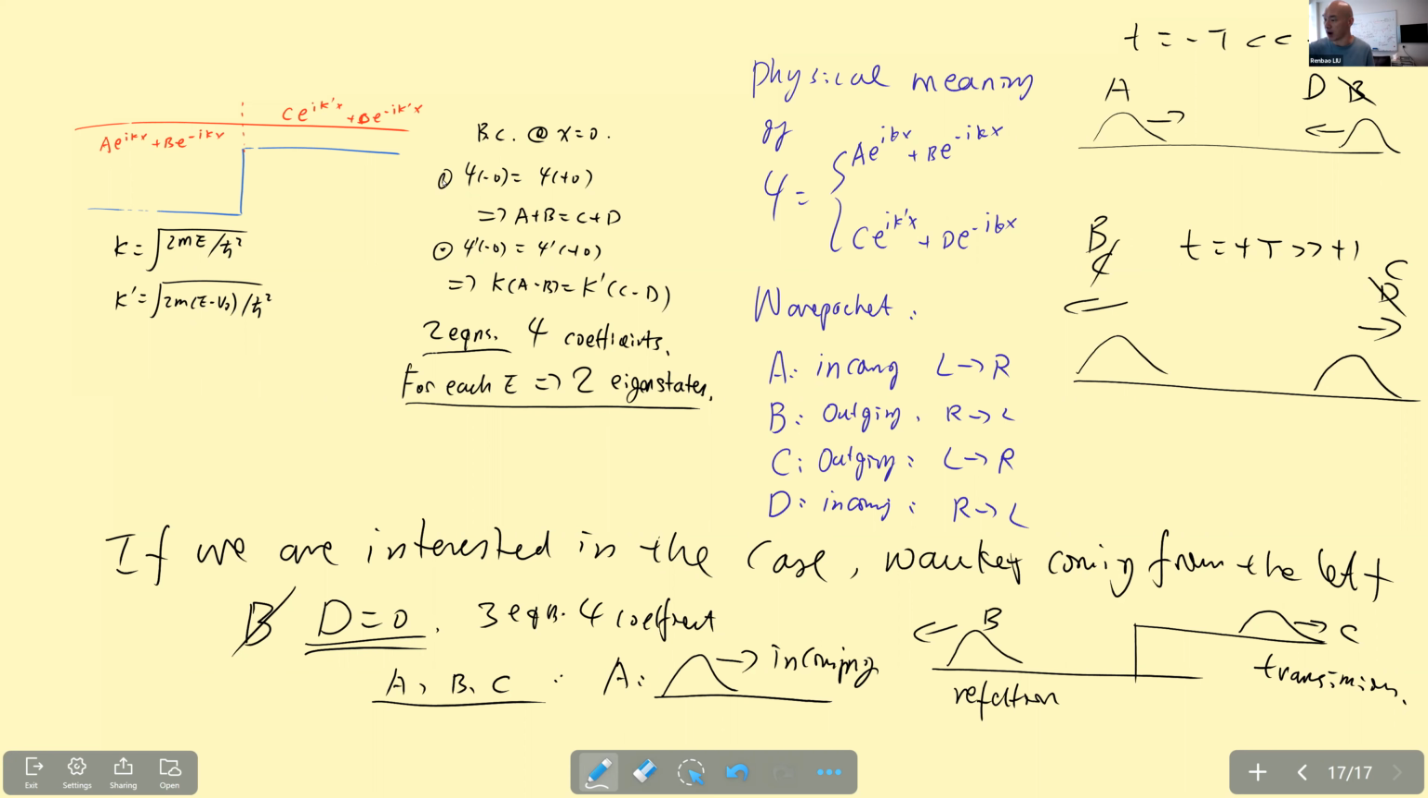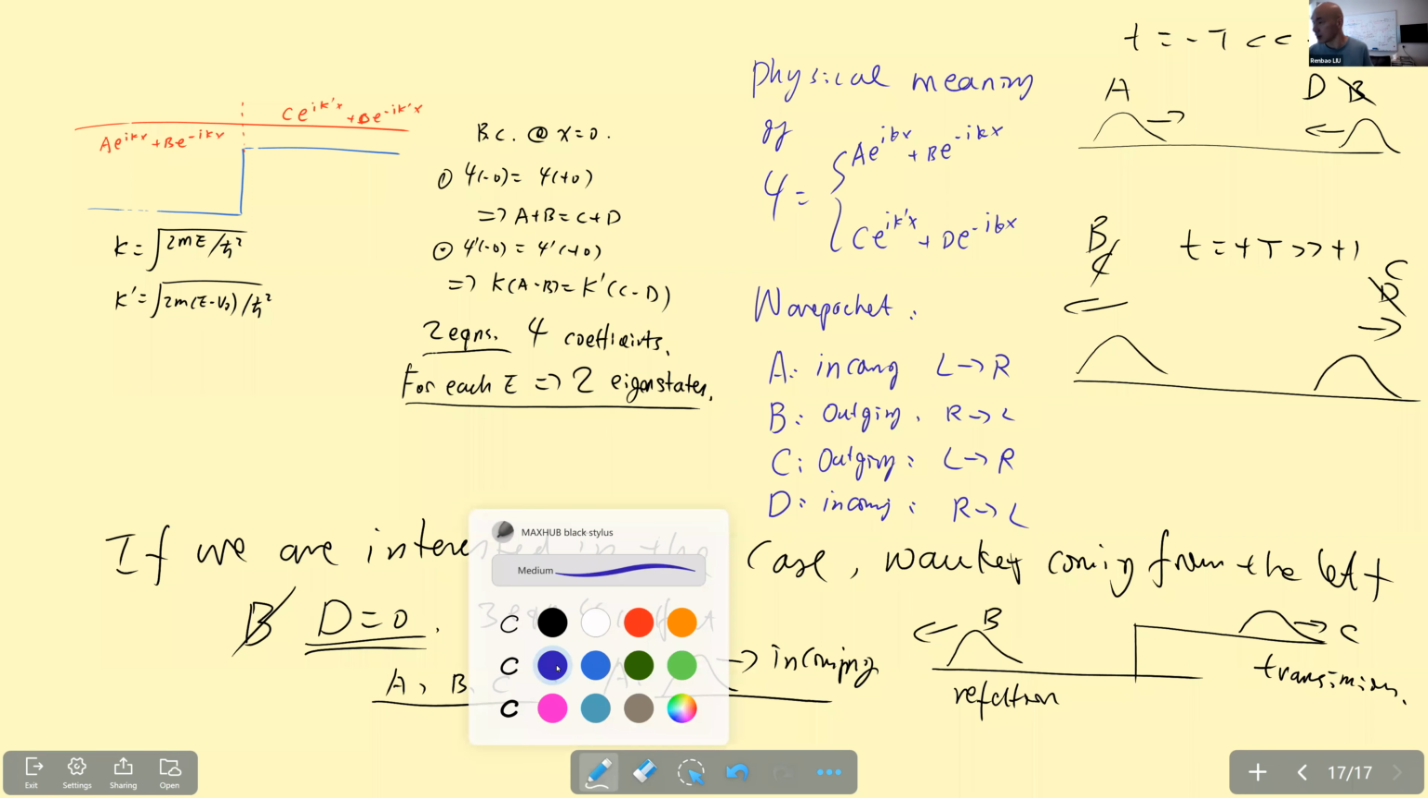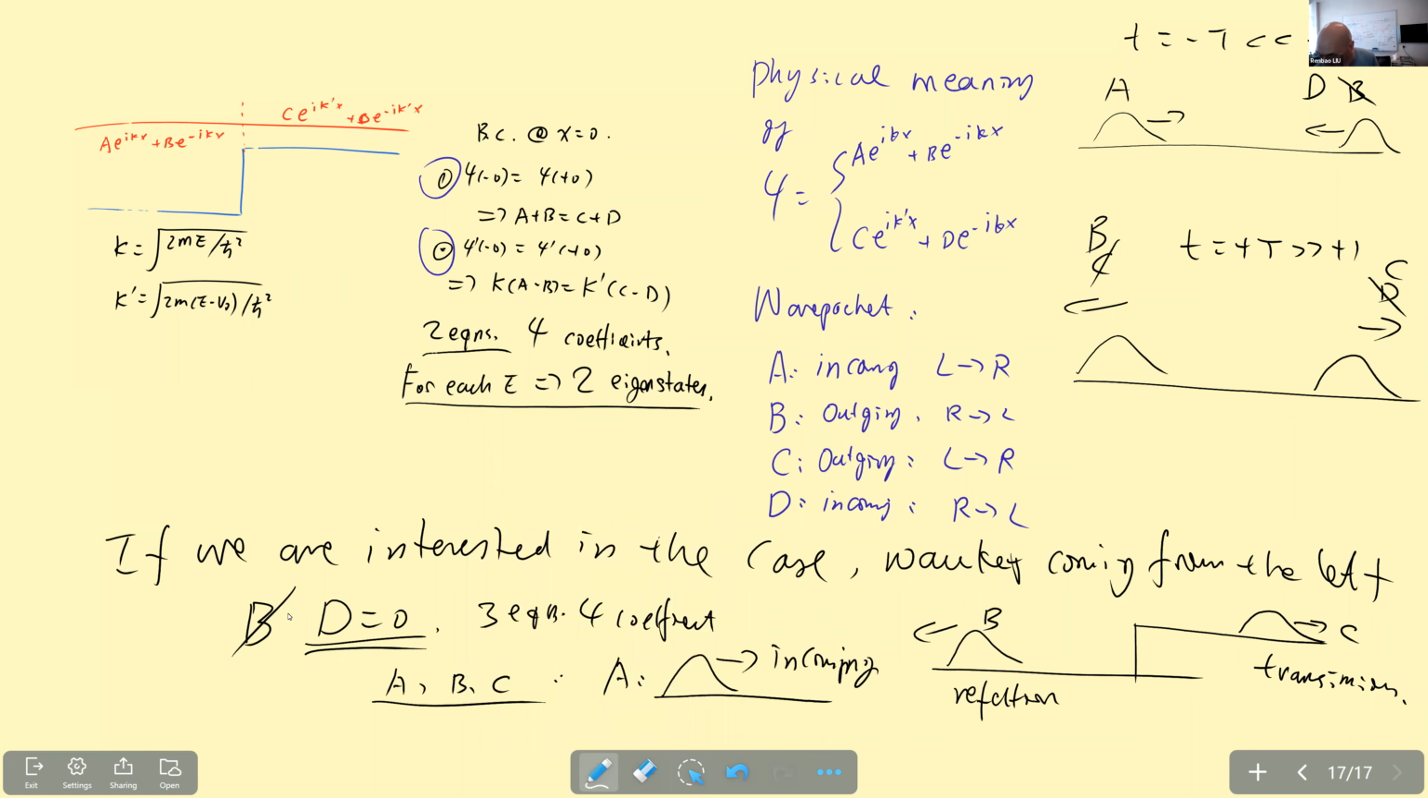So this is equation 1, equation 2, and equation 3. Using 3 equations, and now we have 4 coefficients, you can still find a solution. Always find a solution. Okay, right, so this is the way for you to calculate this. And the physical meaning of this A, B, C: we see that A is incoming, B is refraction, and C is transmission.